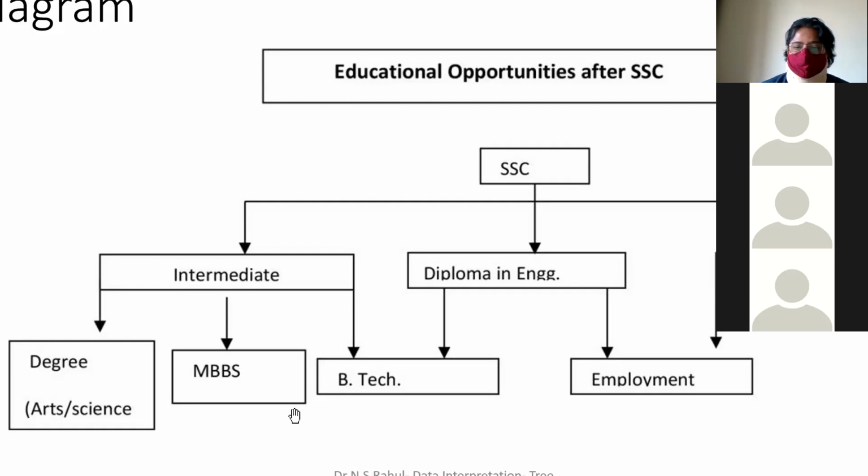Sir, I'm Manga from ECE, sir. Yeah, Manga, please speak. This flowchart describes education opportunities after SSC. After SSC, there are 3 options to choose: intermediate, diploma in engineering, and ITI. If you choose intermediate, we can do degree, MBBS, and BTech. Or if you're interested to take a diploma in engineering, you can take a BTech or employment also. Or you can take ITI after SSC. You can do only employment. Yeah, right. Very good.